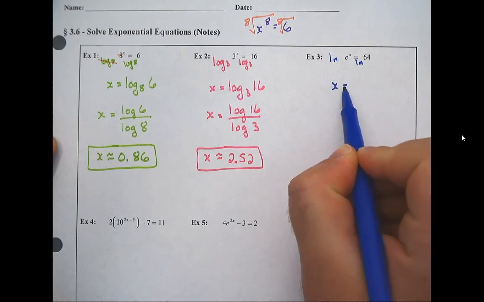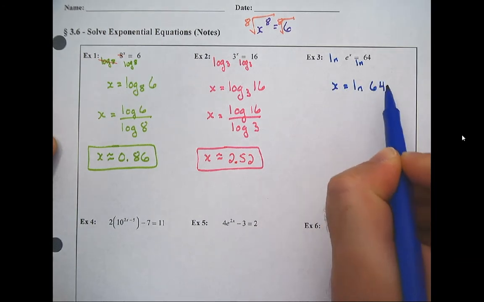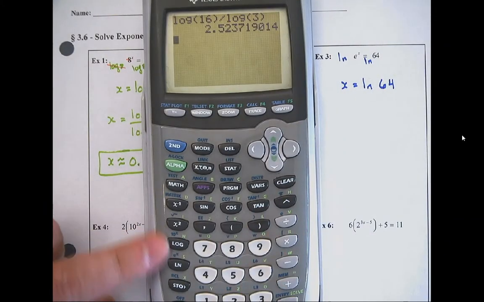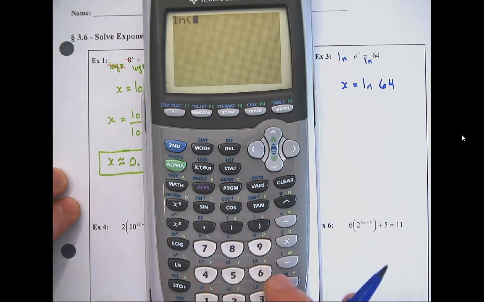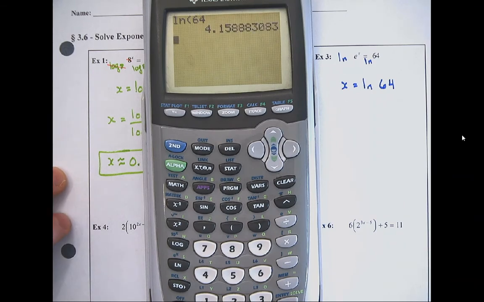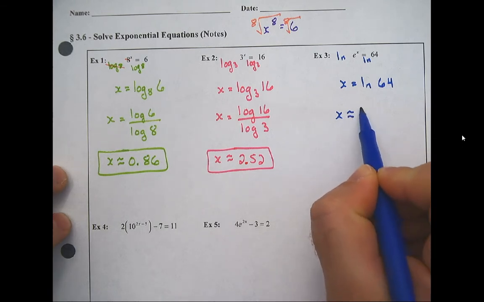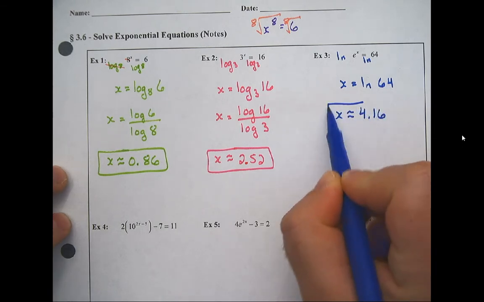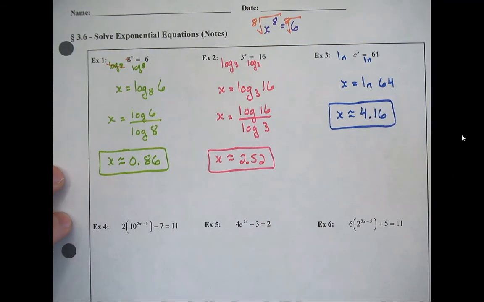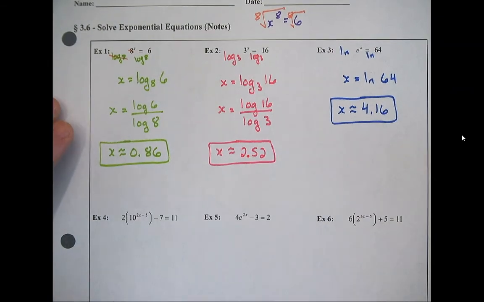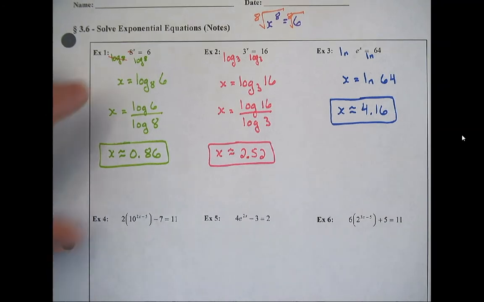So I have x equals the natural log of 64. Now what's nice about log and natural log is that we have a button on our calc for those because we use those quite a bit. So natural log, I can just type in natural log of 64 and I get 4.16 rounded properly. X is approximately 4.16. So there's a quick look at the basics, the meat and potatoes of what solving with exponentials looks like.